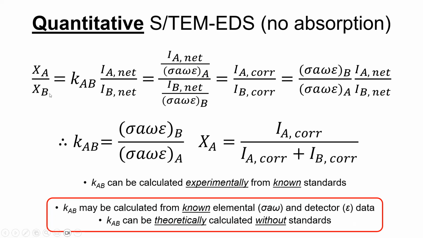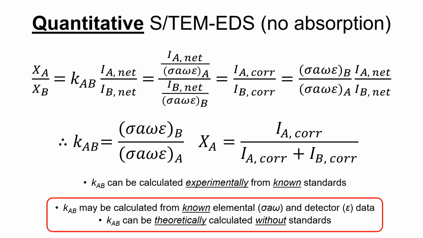So now you have the ratio of your atomic fractions is equal to the ratio of your corrected counts of A by your corrected counts of B, okay? And now your sensitivity factor just has the sigma A omega epsilon terms in it, okay? The other way you could rewrite this, if you wanted to know the absolute instead of just the relative atomic fraction, is you take the corrected counts of A divided by the sum of the corrected counts of A plus B, okay? So the question then is, how do we do this?